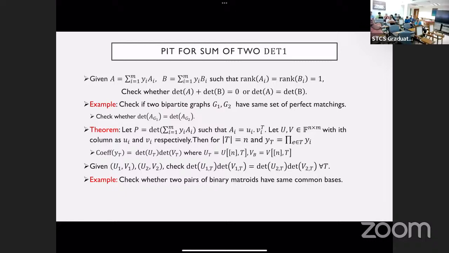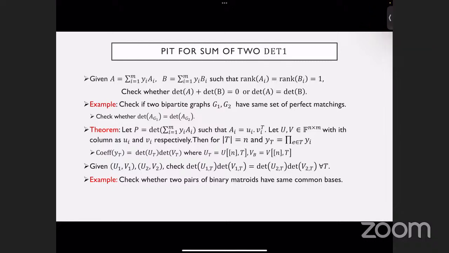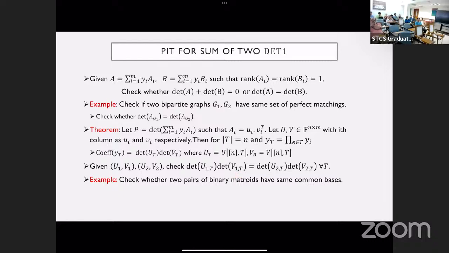So it is a theorem. I didn't follow. So why do they have the same common basis? Because here the coefficients will be either 1 or 0, and if this product is 1, then it says that T is a base of the common base of the matroid represented by U1 and V1. No, but in the theorem, what do the Y's have to do with the U's and the V's? Why should they be equal?